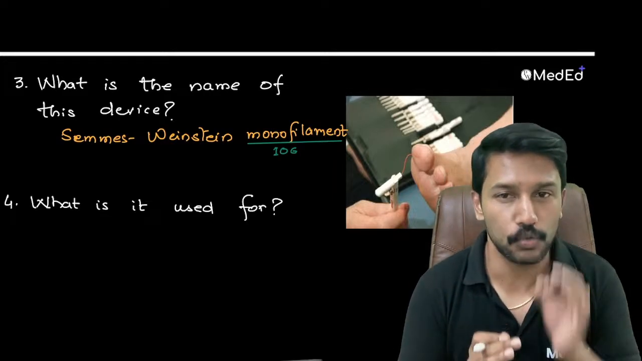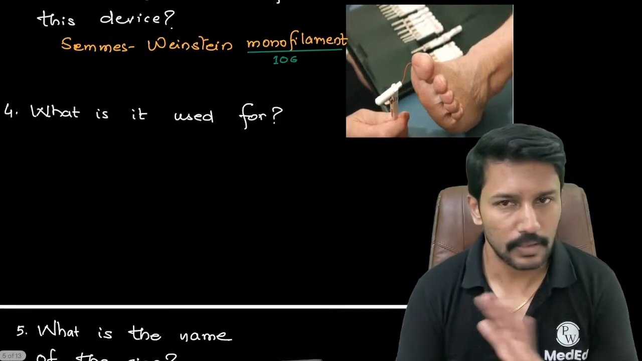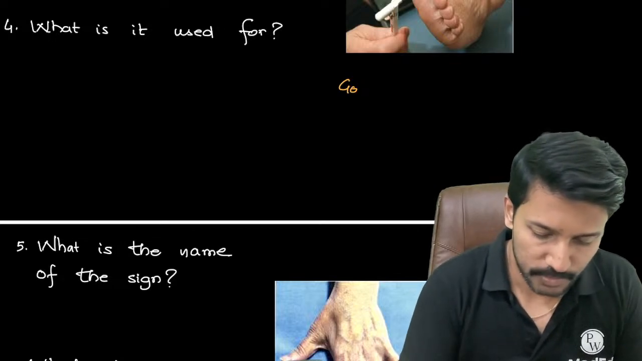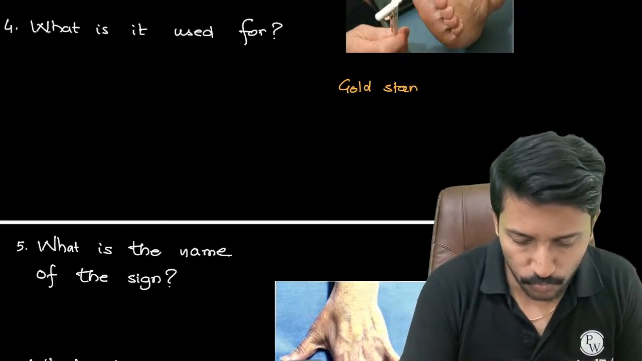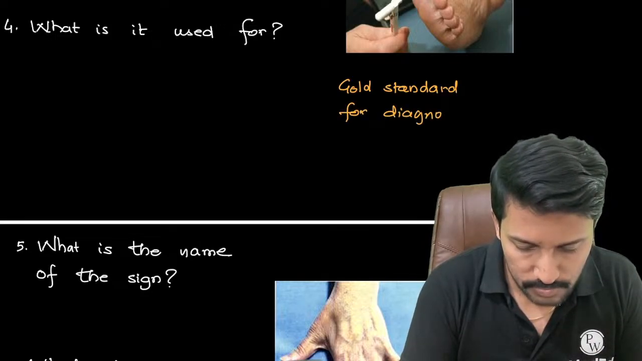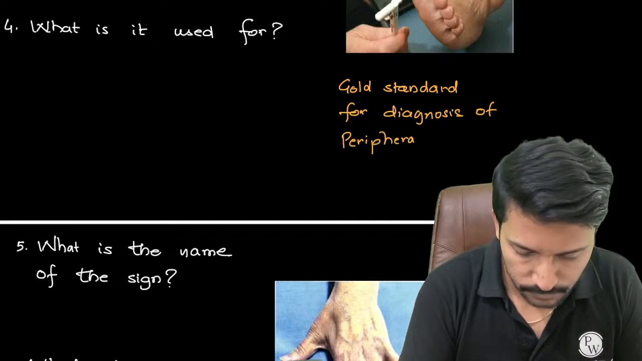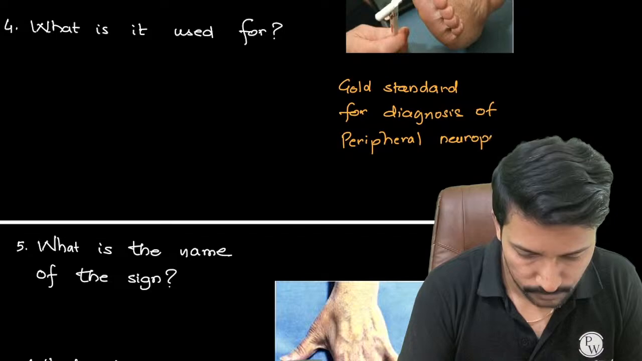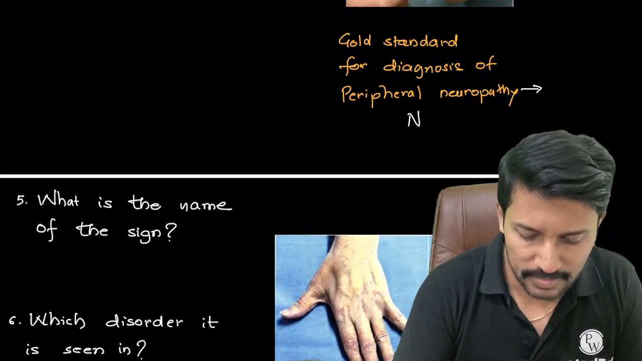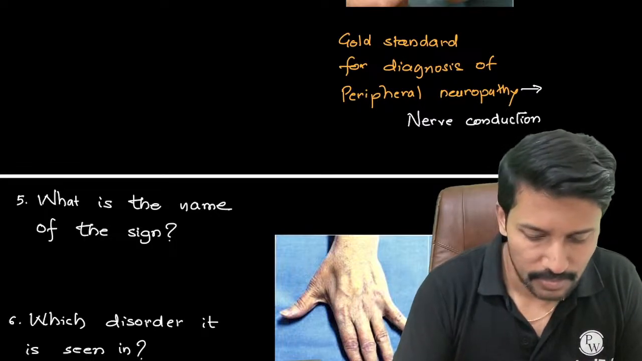Yogesh Rathi, absolutely right. It is used in patients with peripheral neuropathy. But is it used for the diagnosis of peripheral neuropathy? No, right? What is the gold standard for the diagnosis of peripheral neuropathy? That is again an important MCQ. The gold standard for diagnosis of peripheral neuropathy is what we call nerve conduction studies.